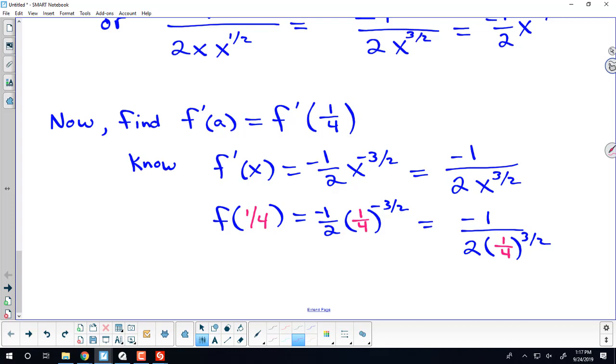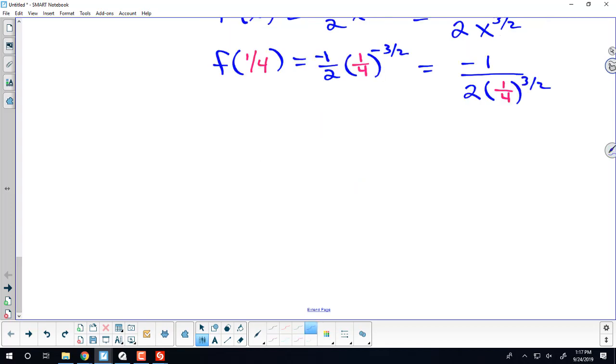Okay. Anybody have any questions about that? All right, so what is negative 1 over 2 times 1/4 to the 3/2? Negative 4. Anybody else get negative 4?